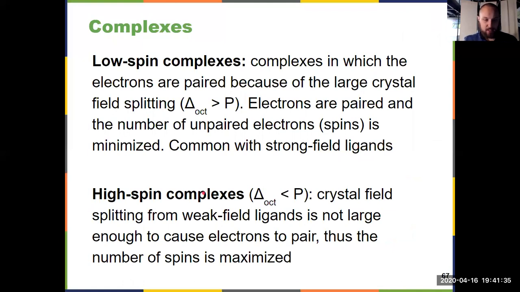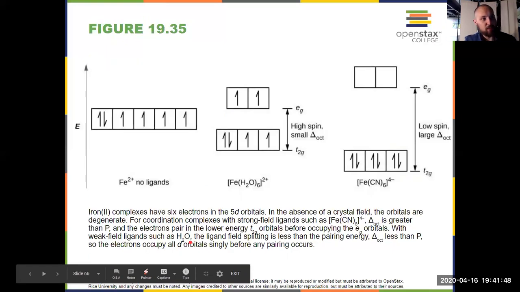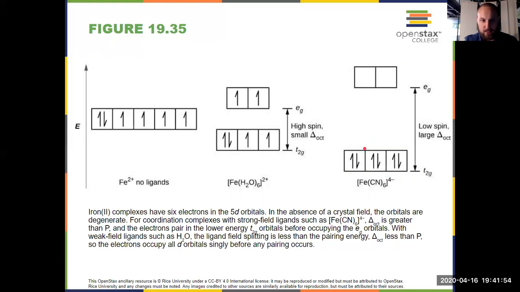High spin complexes are where things are okay jumping up to the higher level. That results from weak field ligands. And the number of unpaired electrons, aka the number of spins, is maximized, right? Because we see over here, the high spin complex had 4 unpaired electrons, where the low spin over here has 0.